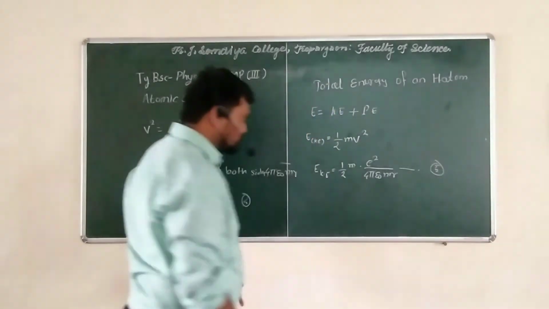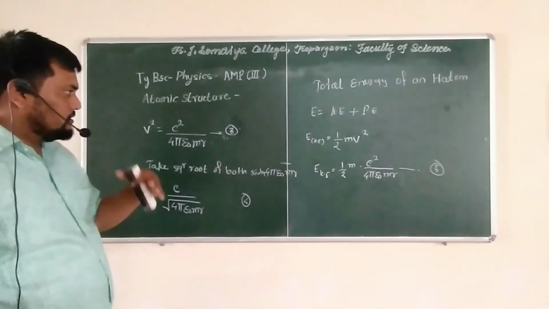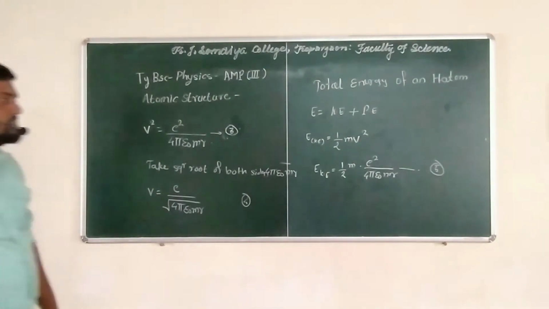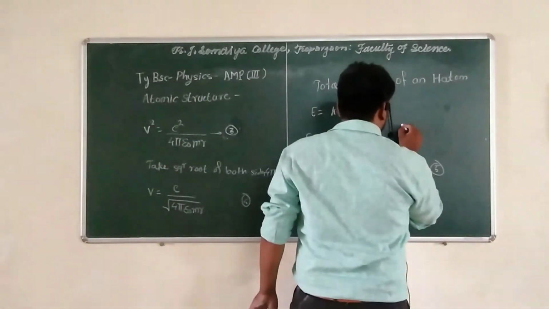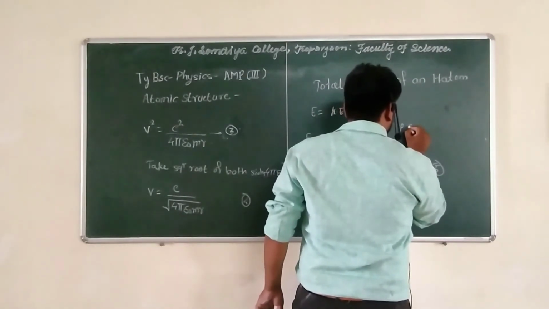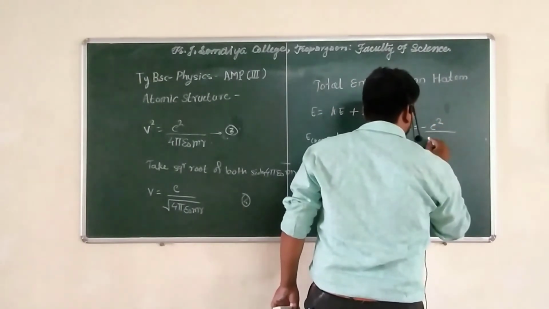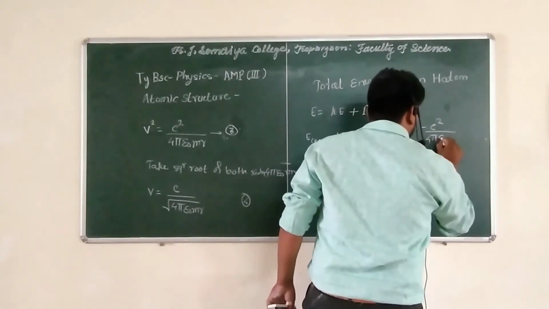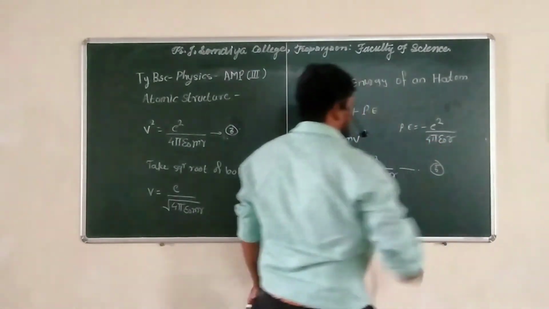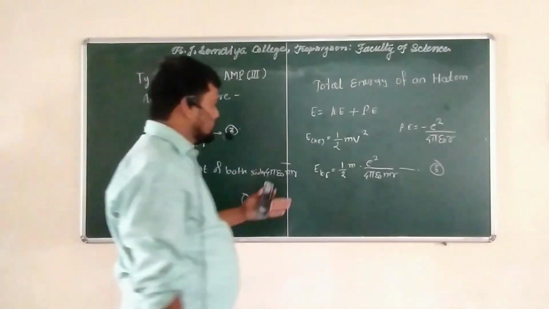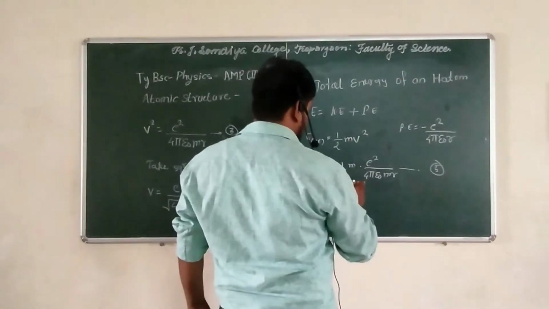Now we have the potential energy value. The potential energy is minus e squared upon 4 pi epsilon naught r. This is the potential energy of the hydrogen atom. So what we want to do is add both energies and take this value.